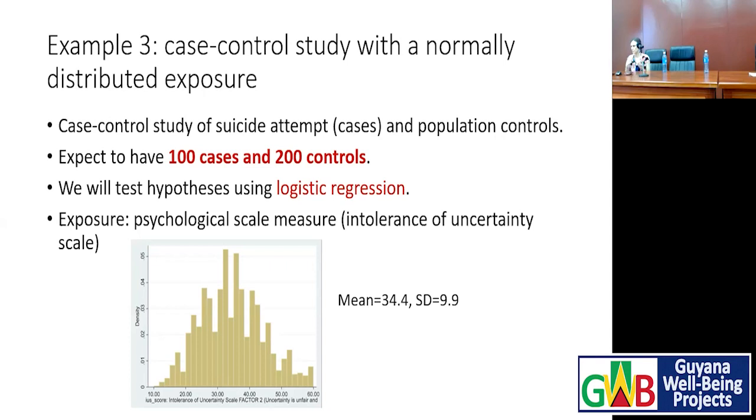Here, let's say we're looking at a psychological scale measure of exposure. This is a real example, in the sense that it's a real histogram of the intolerance of uncertainty scale data, but it's not from this study. It's from a different population. We'll say that it looks reasonably normally distributed here, and we have a mean of 34 and a standard deviation of about 10.